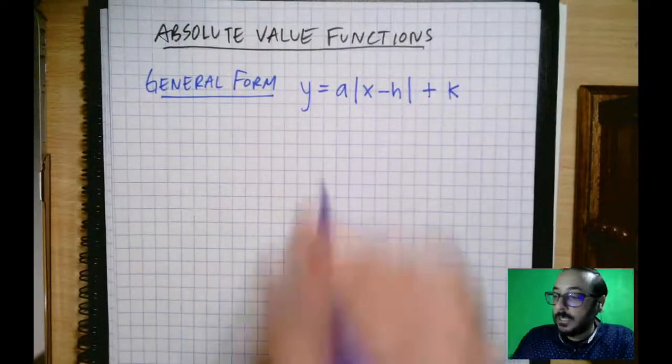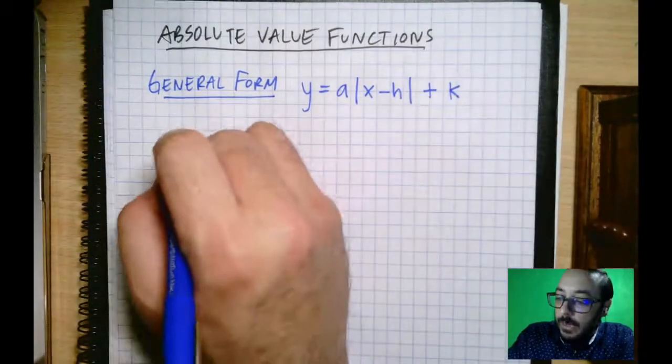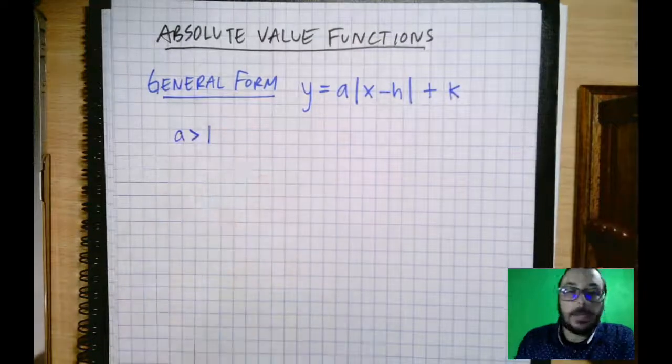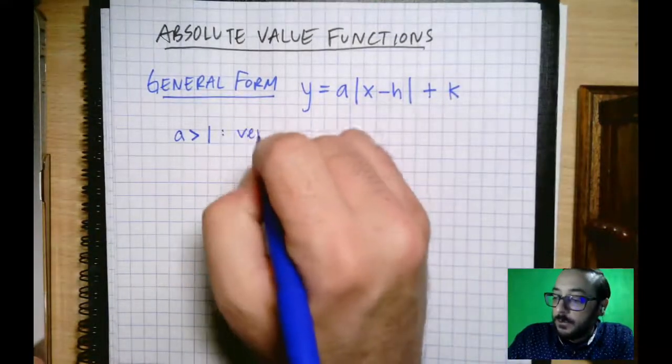And so just to clarify each of these transformations in the general form, let's take a look at how they transform, right? So if a is greater than 1, this is our vertical stretch.